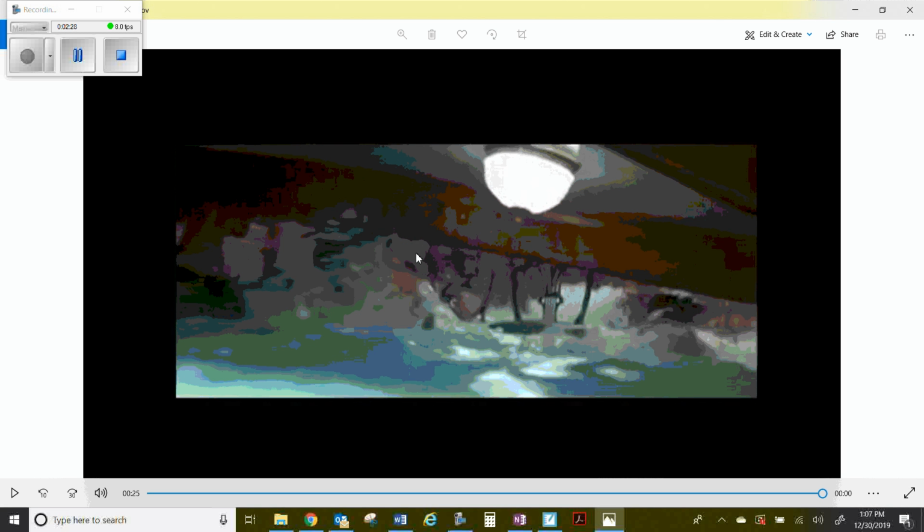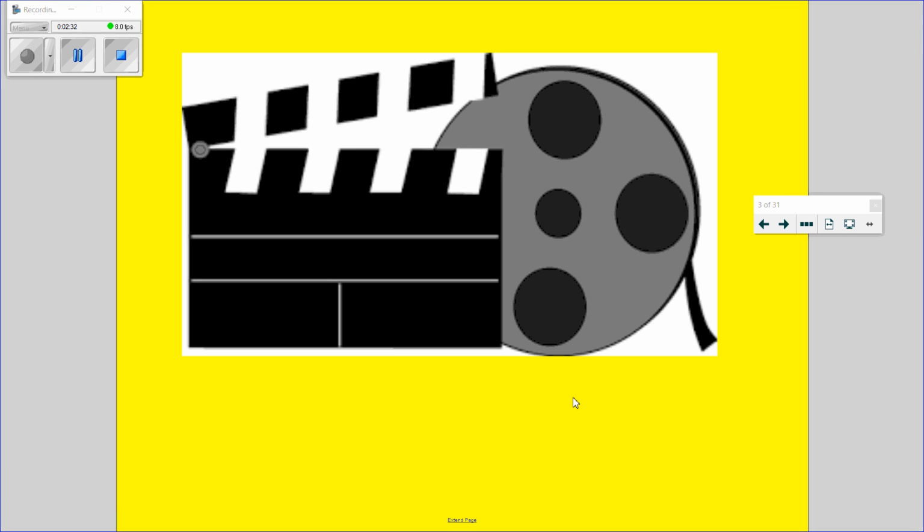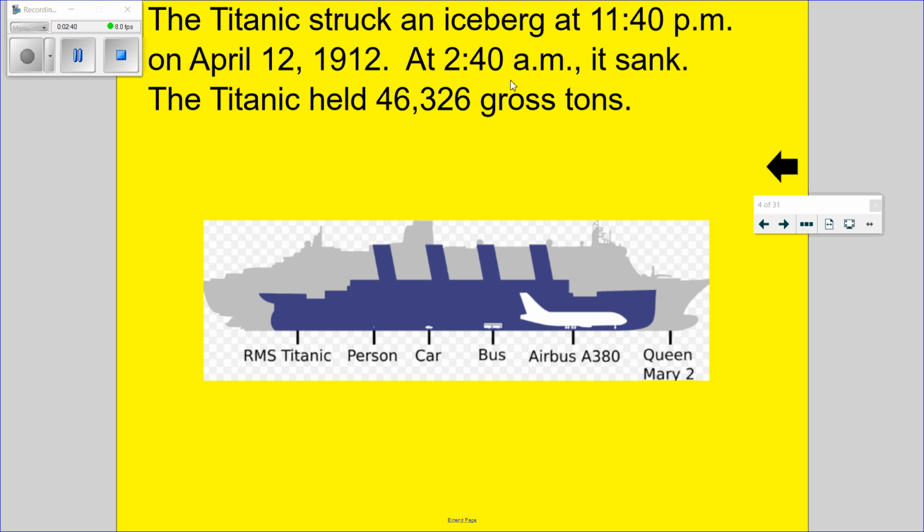If you haven't figured out, this is from the movie called Titanic. It was a passenger ship that went from Great Britain to New York, and it crashed into an iceberg, and many people died. So the Titanic struck an iceberg at 11:40 p.m. on April 12, 1912. At 2:40 a.m., it sank. The Titanic held 46,326 gross tons.